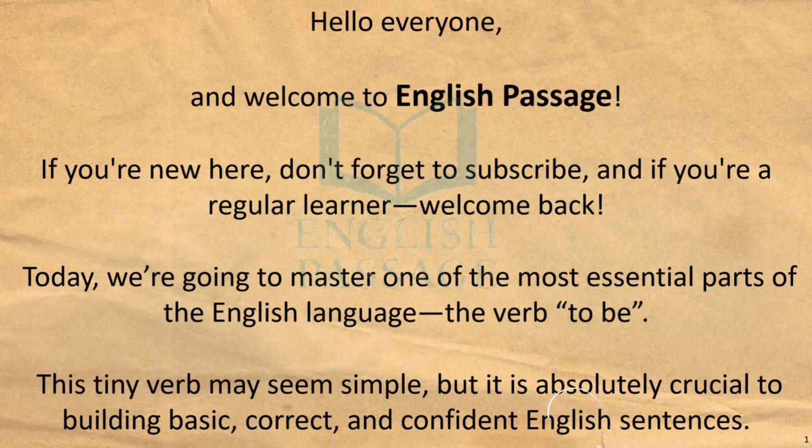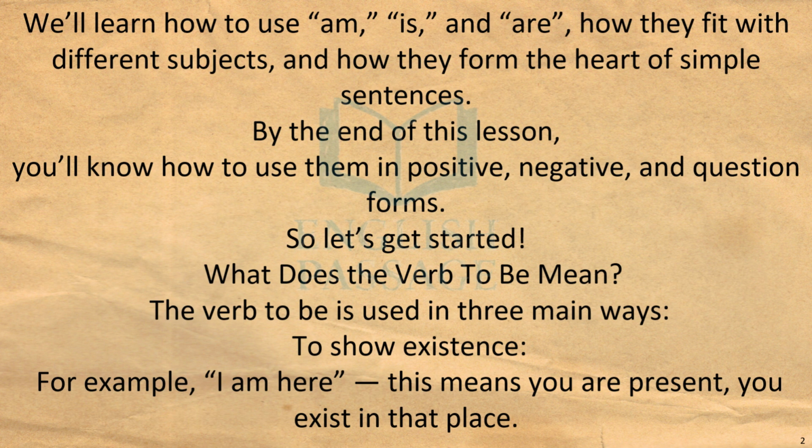Today, we're going to master one of the most essential parts of the English language, the verb to be. This tiny verb may seem simple, but it is absolutely crucial to building basic, correct, and confident English sentences. We'll learn how to use am, is, and are, how they fit with different subjects, and how they form the heart of simple sentences. By the end of this lesson, you'll know how to use them in positive, negative, and question forms. So let's get started.